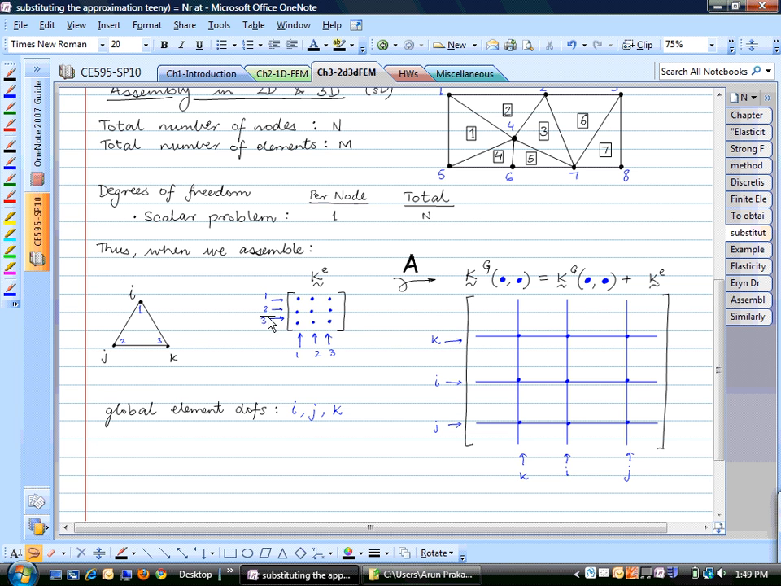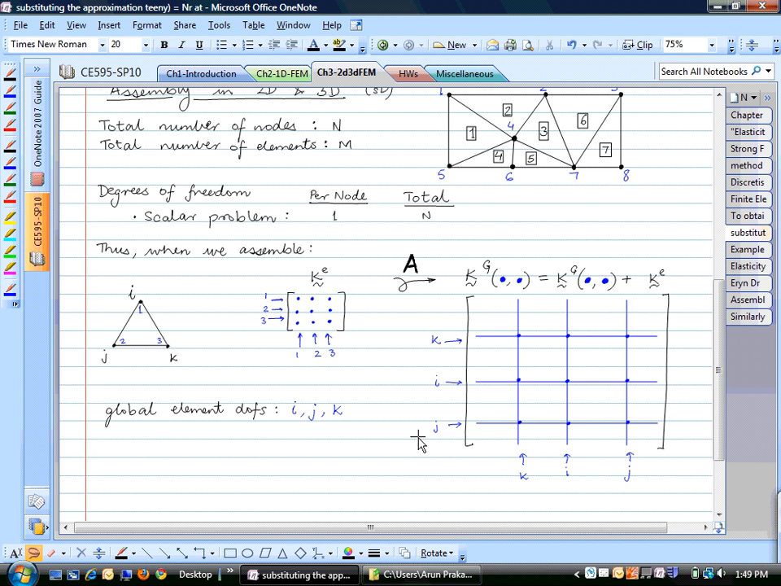After you calculate your 3 cross 3 element stiffness matrix, you just go to the corresponding degrees of freedom. In this case, they won't be numbered as I, J, K. It would actually just be 4, 6, and 7.